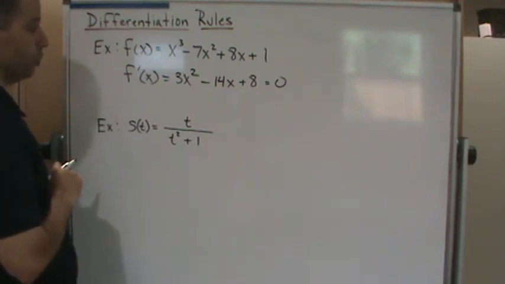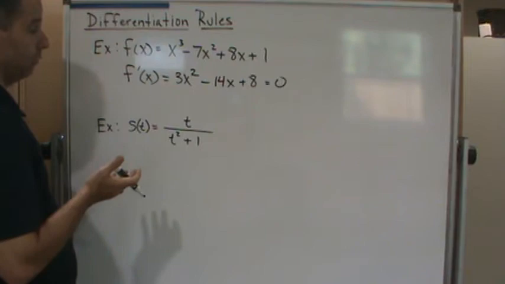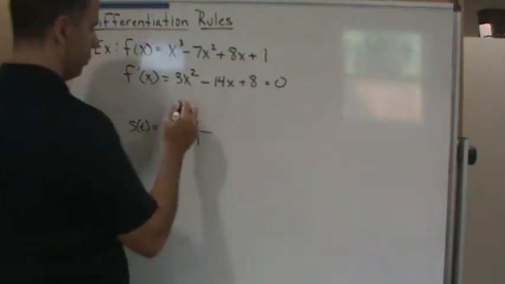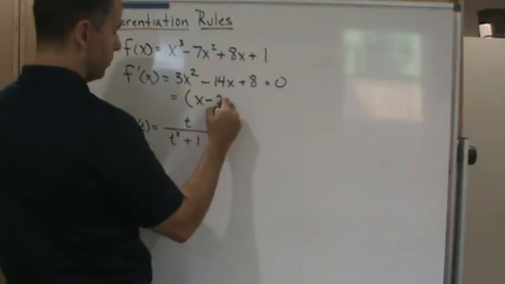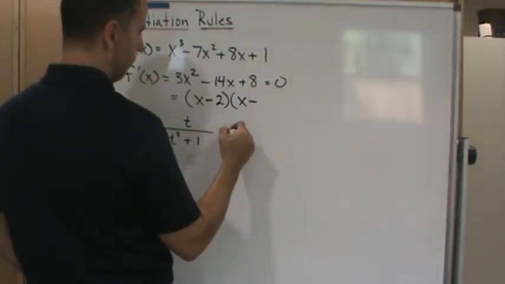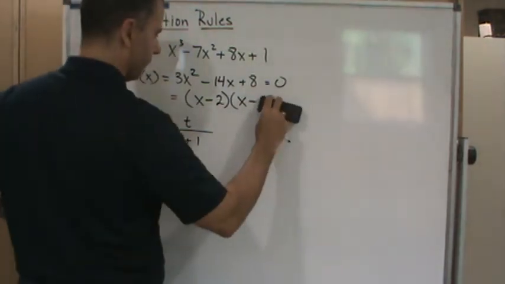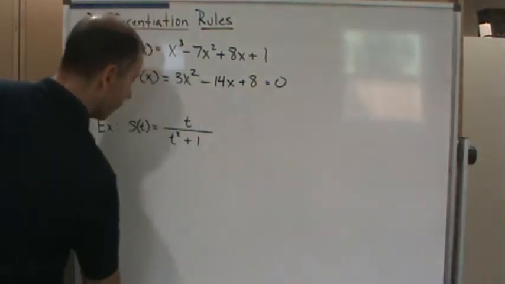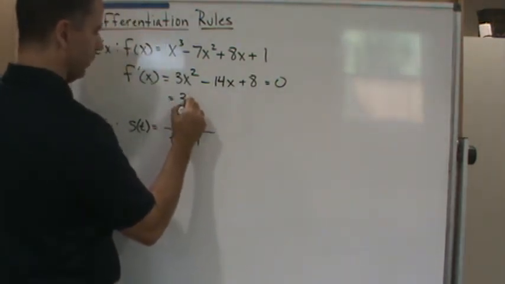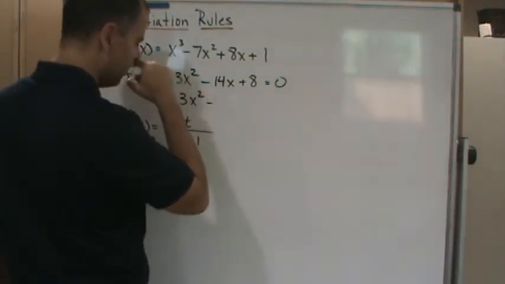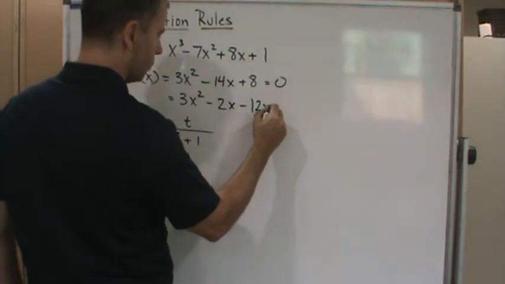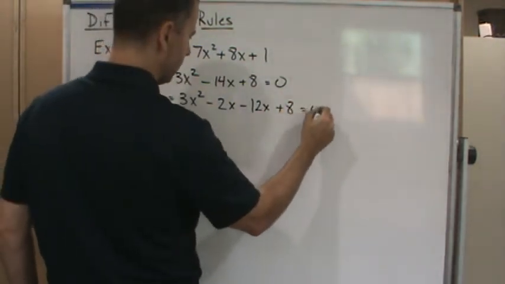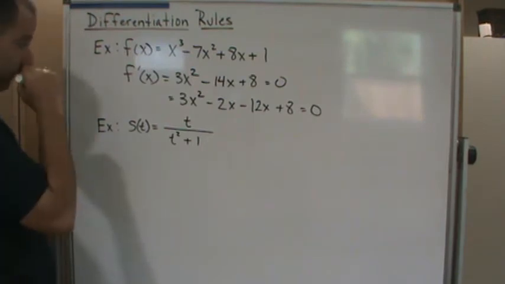So we need 2 negative factors that multiply to 24 but add up to negative 14. And what would those 2 be? Well, that would be, let's see, 24, well, 2 times 12. Yep, so 2 times 12. That's going to give us 3x squared minus 2x minus 12x plus 8, right? We decompose the middle, and now we're going to do factor by grouping.